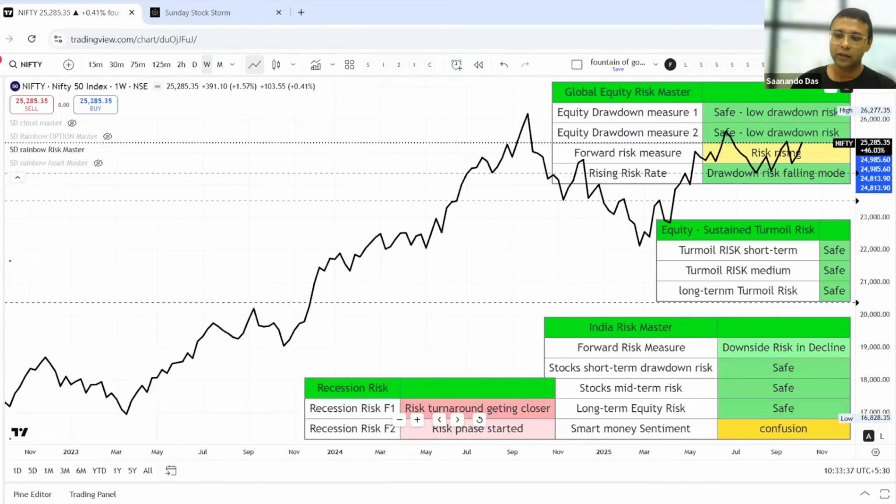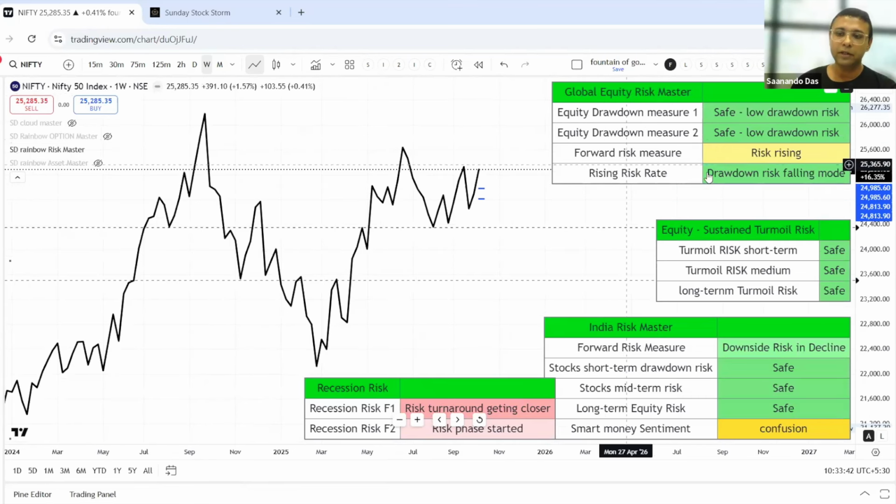First, I take a look at the weekly chart. The top right meter shows the risk on overall equity as an asset class. The lower bottom meter, India Risk Master, shows risk on Indian equities. And recession risk, I've said many a time, we are in the cycle, but we have not yet hit the recessionary sell-off. As a matter of fact, I see significant strength building up in the Nifty.